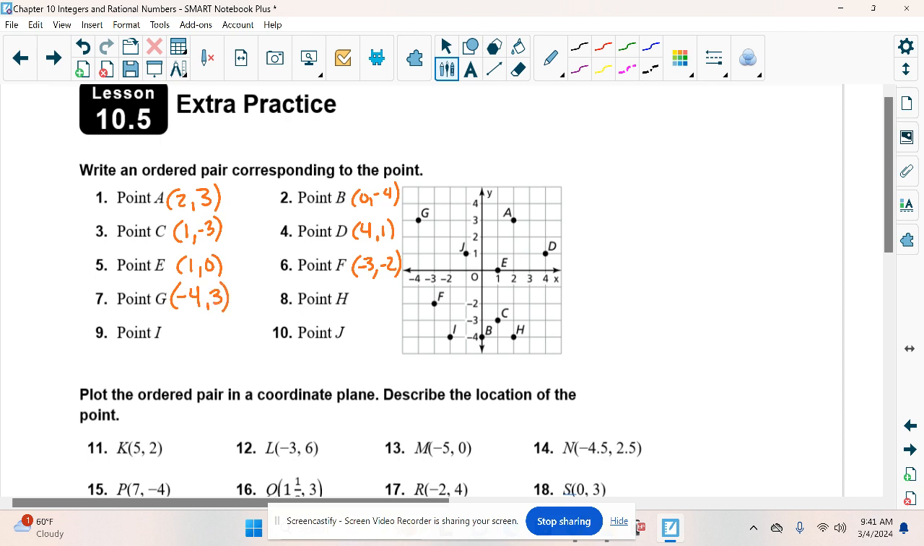H. We can make an H. Look and see where H is at. But do you go left and right first, or up and down first? Right first. So how far right did you go? 2, and then you went down. So you have to put that first. So it's out 2, down -4.